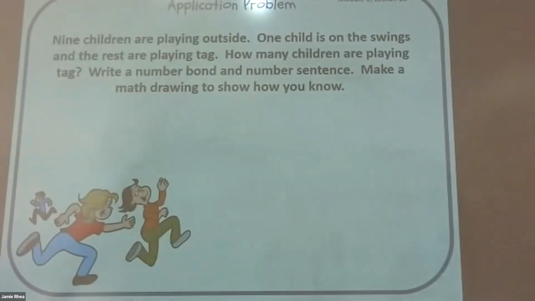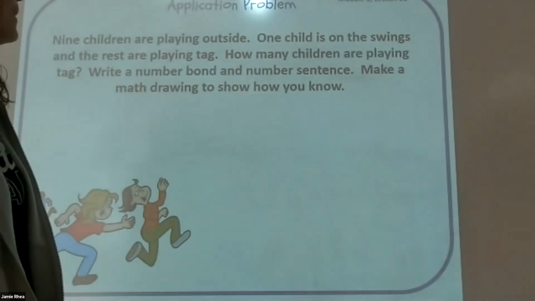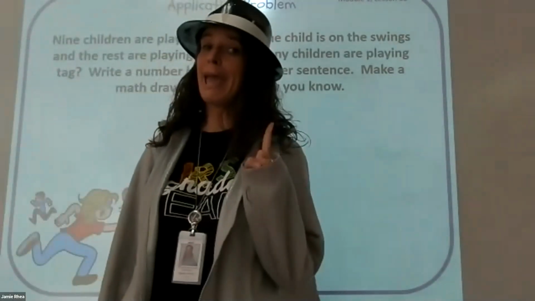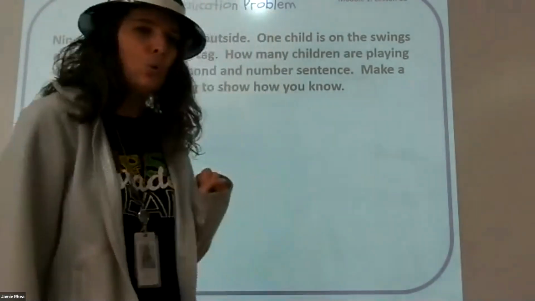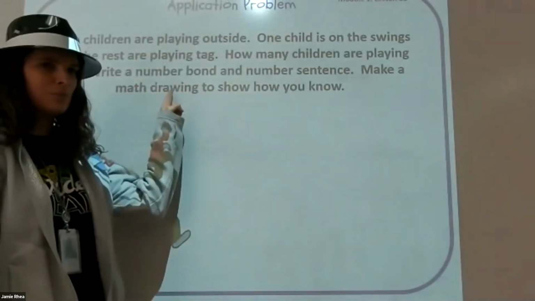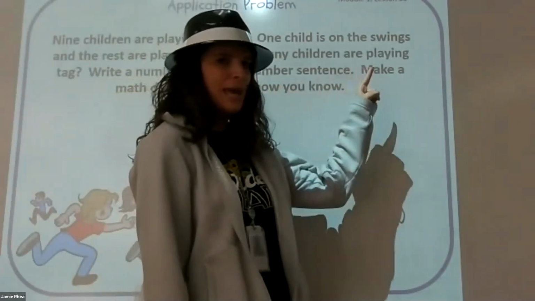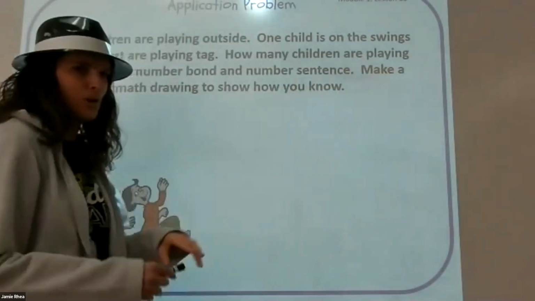9 children are playing outside. 1 child is on the swings and the rest are playing tag. How many children are playing tag? Write a number bond, a number sentence, and make a math drawing to show how you know. So let's go back and look and see what we have to do. We have to write a number bond. We have to write a number sentence, and we have to make a math drawing to show how we know.